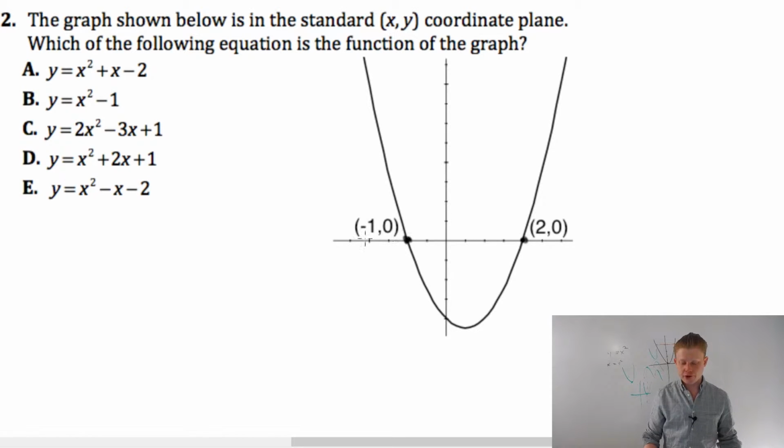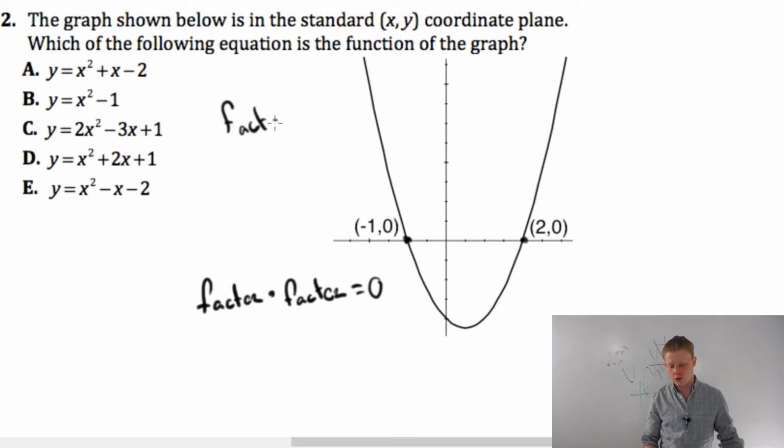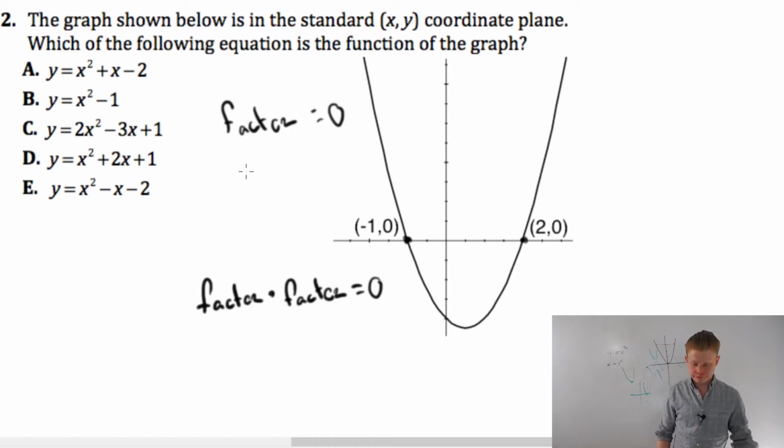So we have 2 zeros at negative 1, 0, and 2, 0. Now, remember from our factoring stuff, factor times factor equals 0, right? If this times this is equal to 0, one of these things is 0. We find the solutions by setting the factors equal to 0 and solving. So we can work backwards using our solutions to find our factors.